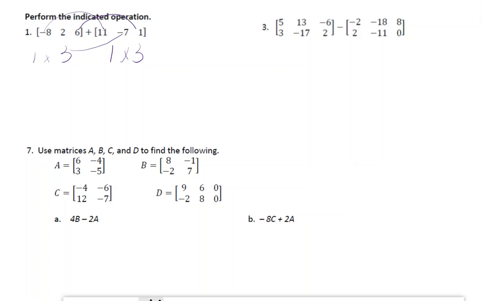On number 3, make sure you pay attention to signs. When you have a negative in the middle, make sure you distribute that negative to every single value in that second matrix. So, that's the first part.